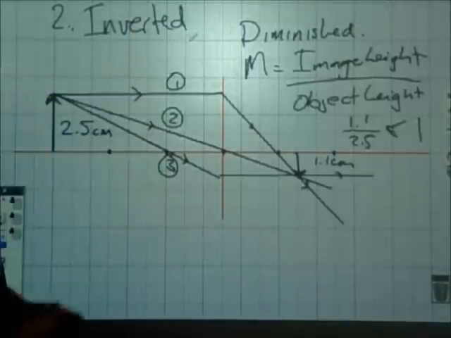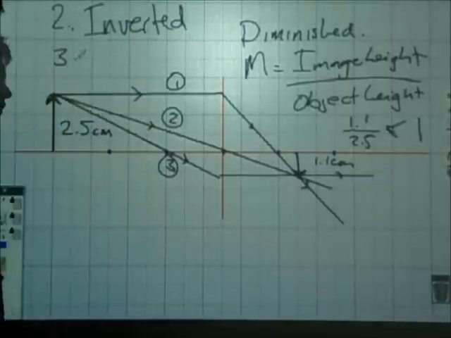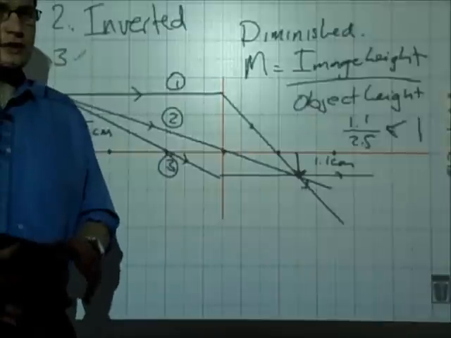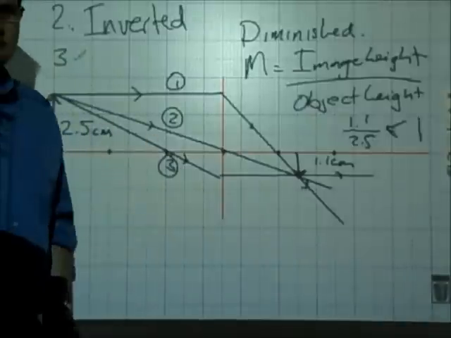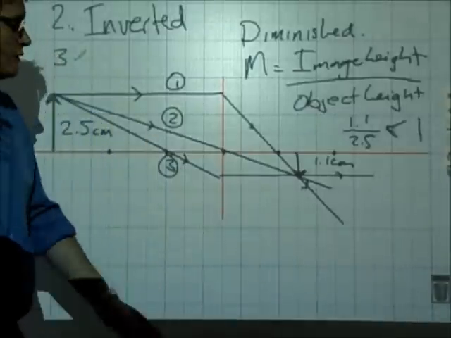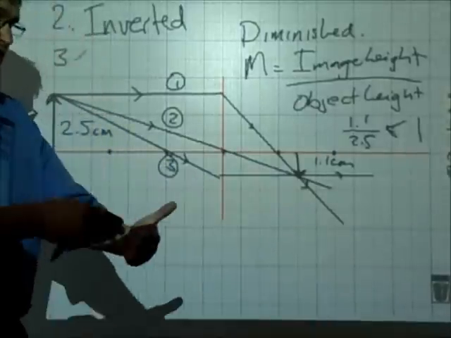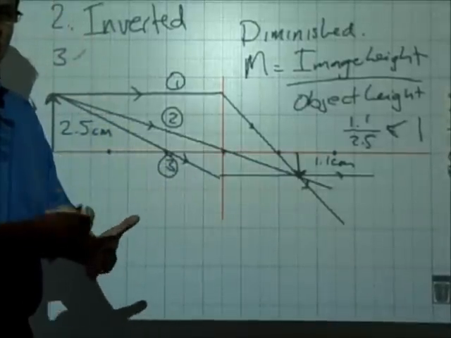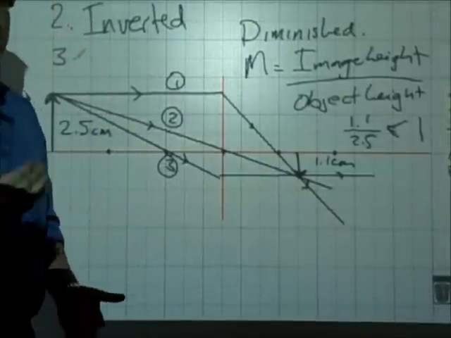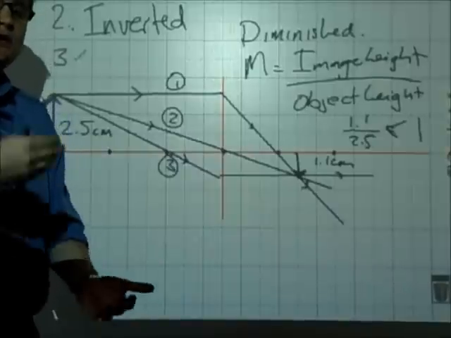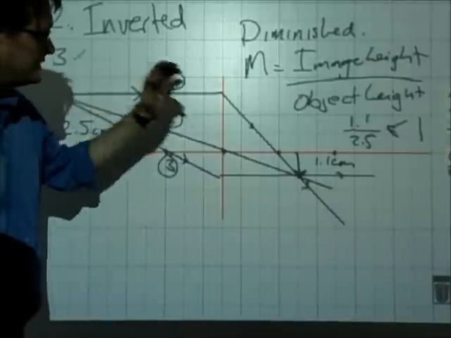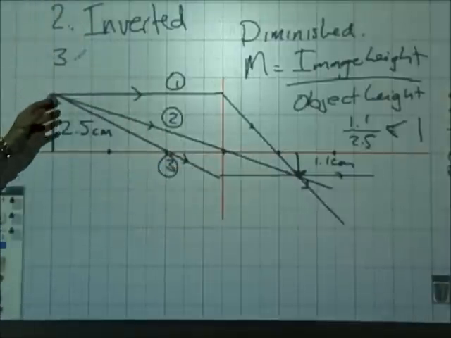Okay? And the step 3 is to say whether or not the image is real or virtual. Now, this is a real image. Why is it a real image? 2 reasons. If I was to put a screen here, I would actually physically see a projection of the object. I would be able to see a picture, just like an experiment you did the other day, where you saw a picture of the crosshairs. This here would be a picture of my object.